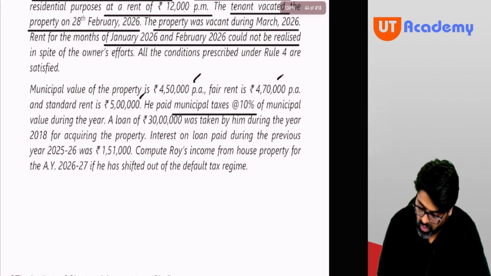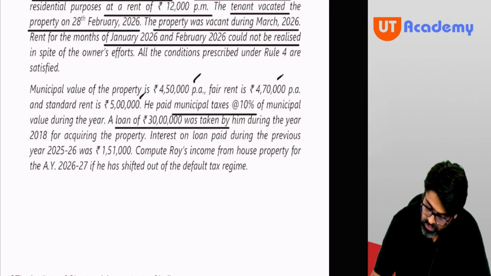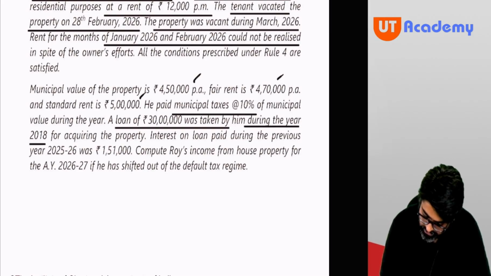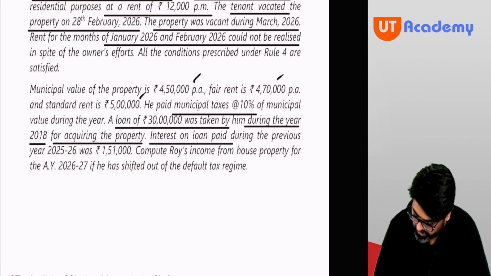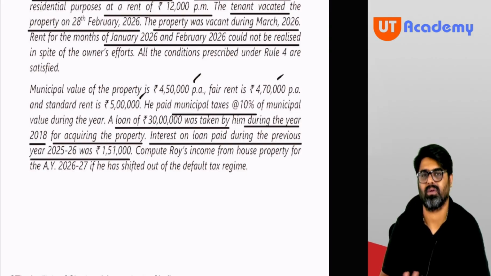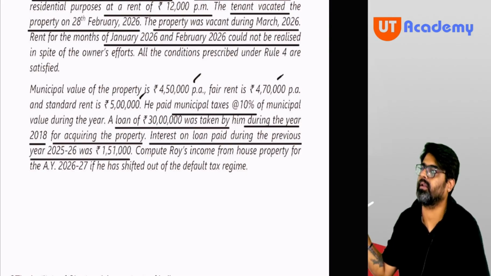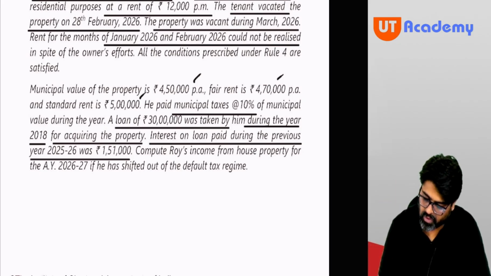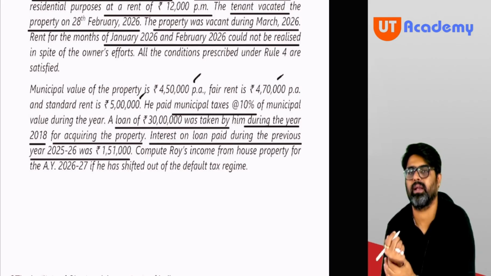Now see, loan of rupees 30 lakh was taken by him during the year 2018 for acquiring the property. Interest on loan paid during the previous year 25-26 was 1,51,000. Are you supposed to calculate pre-construction interest here? No. Only calculate this normal interest. You are not supposed to calculate that also because they have given the amount of interest directly. Compute Roy's income from house property. Very easy question.